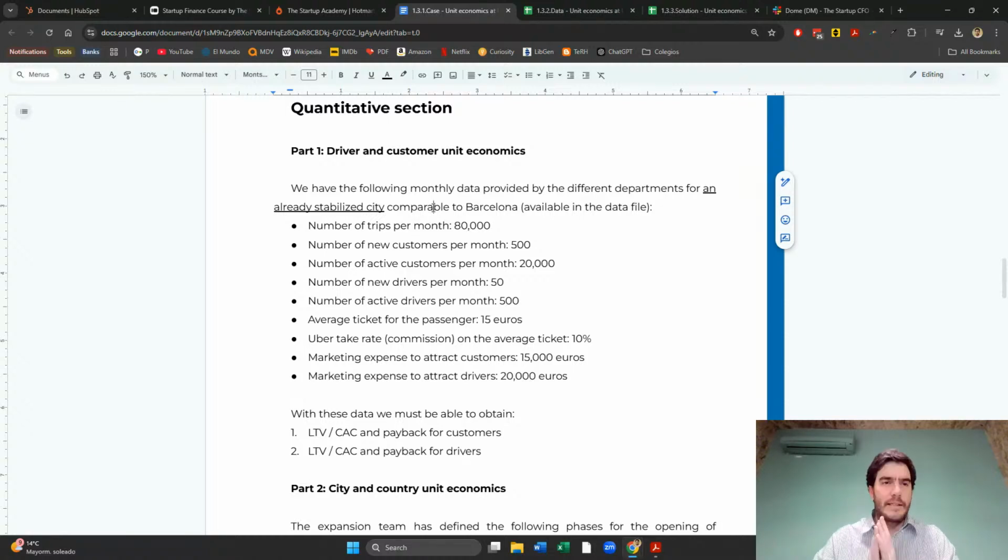So this lesson and this case cover unit economics from 4 different points of view: the driver of Uber, the customer of Uber, and the city. At city level, we're going to see the city of Barcelona and the country of Spain. And this is super important.